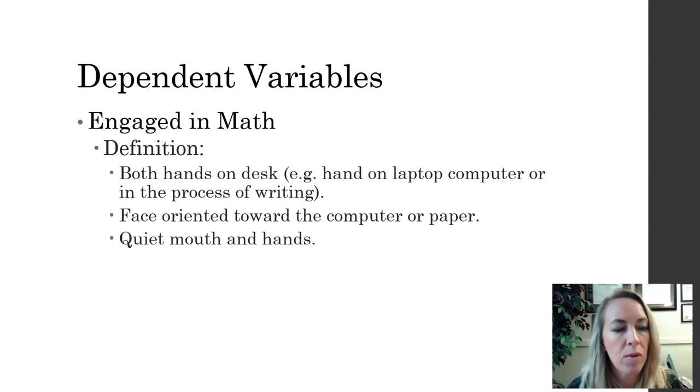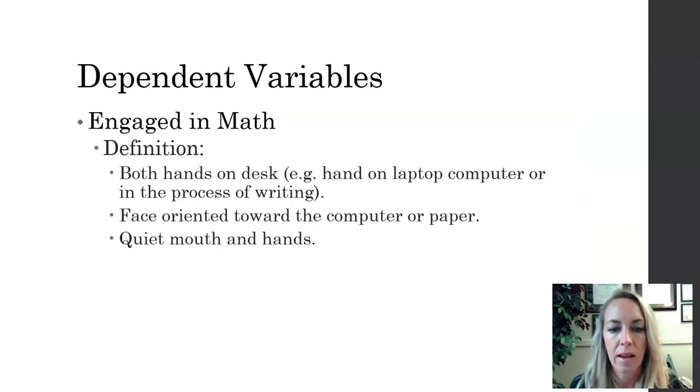So let's look, for example, at engaged in math. We can operationally define it, making it both observable and measurable, by defining it as both hands on the desk, e.g. hand on laptop computer or in the process of writing, face oriented toward the computer or paper, quiet mouth and hands. So now I want you to look at a picture, and I want you to determine, based on this definition, if you think the student is engaged in math.